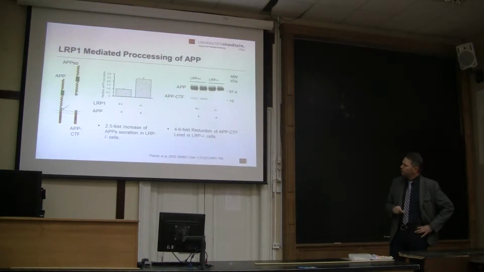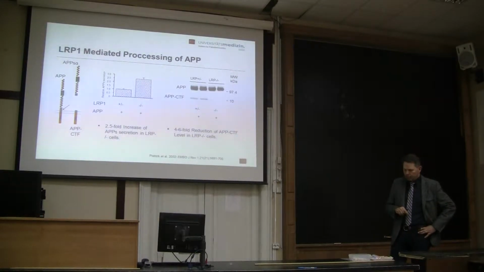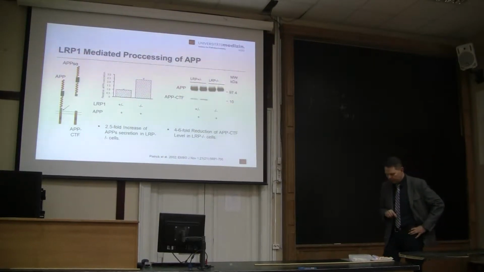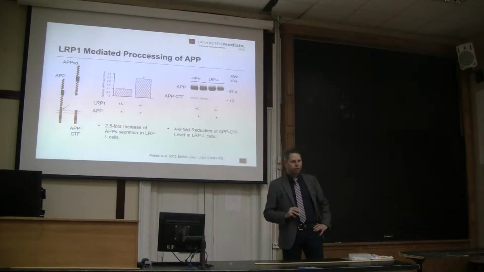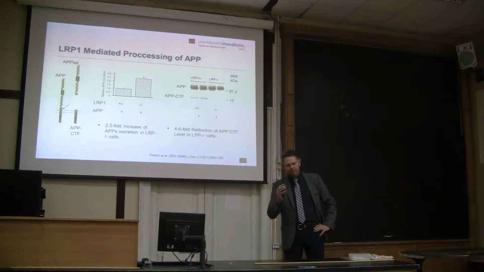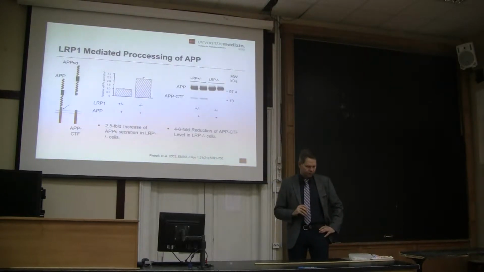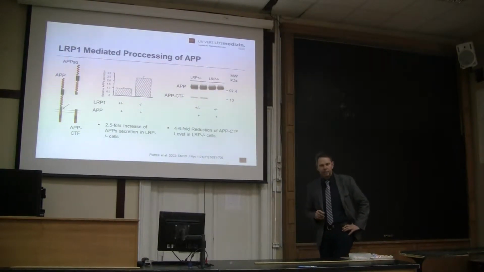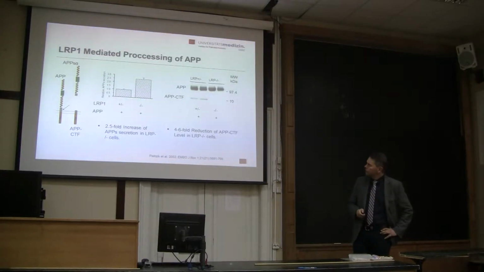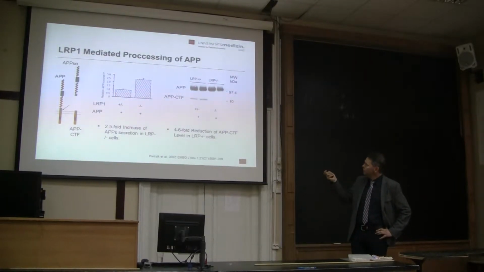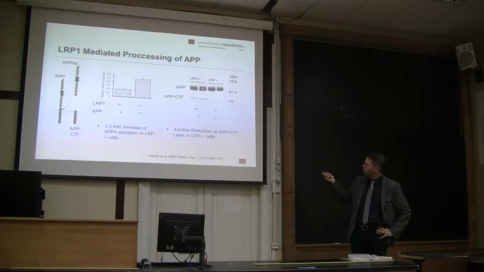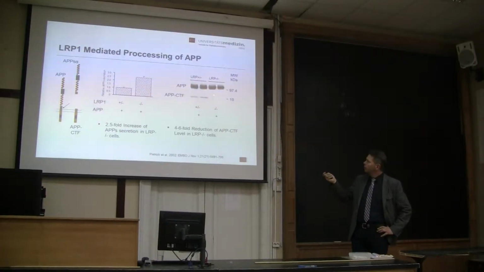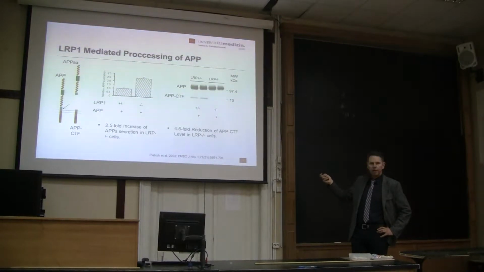When I started working on LRP, I started very simply and thought, maybe LRP has something to do with Alzheimer's disease since it is the receptor for ApoE. So we got LRP-expressing cells and LRP knockout cells. The first thing I did was make a Western blot to detect APP in these cells. In both LRP-expressing and LRP knockout cells there is APP, but in the knockout cells there are no C-terminal fragments whatsoever.